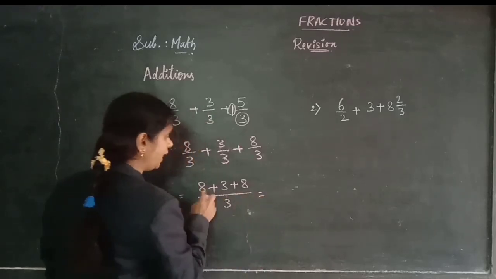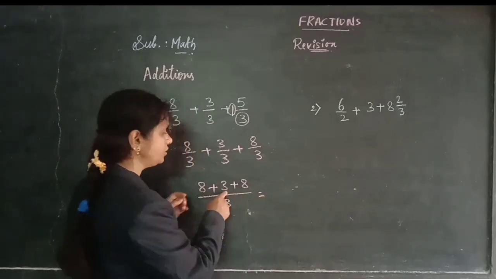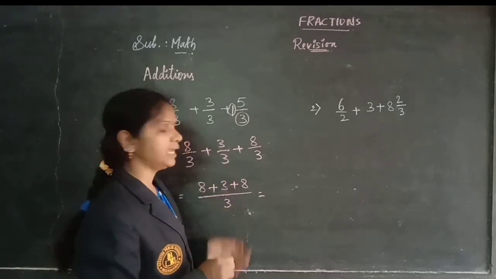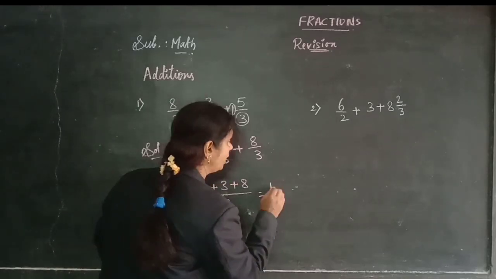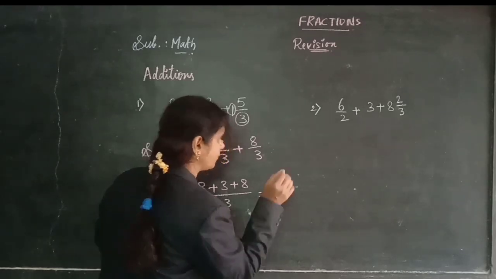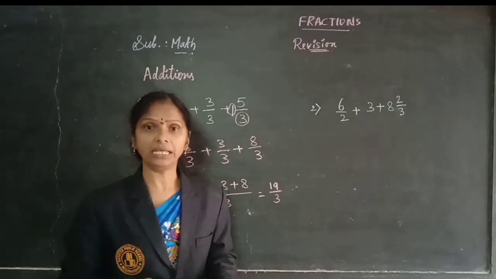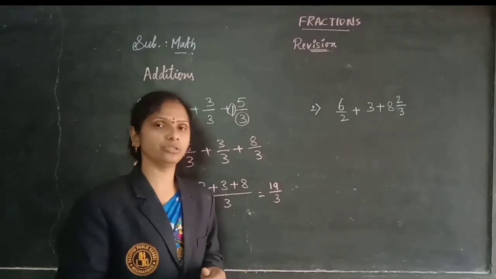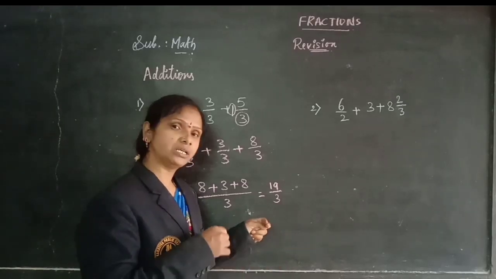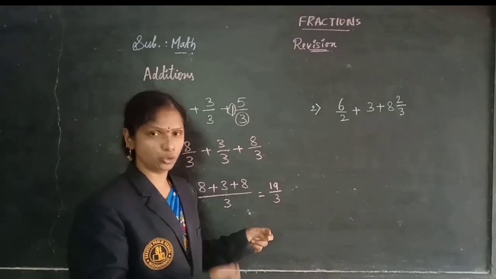Now 8 plus 3 here. 8, after 8 comes 9, 10, 11 children. And 11 plus 8. 11 plus 8 will be 19. 11 plus 8 will be 19 by 3. And in the answer, if you get an improper fraction, children, you can change it into mixed. Okay. If you get a proper fraction, leave it. Simplest form also, if it is possible, you do it.